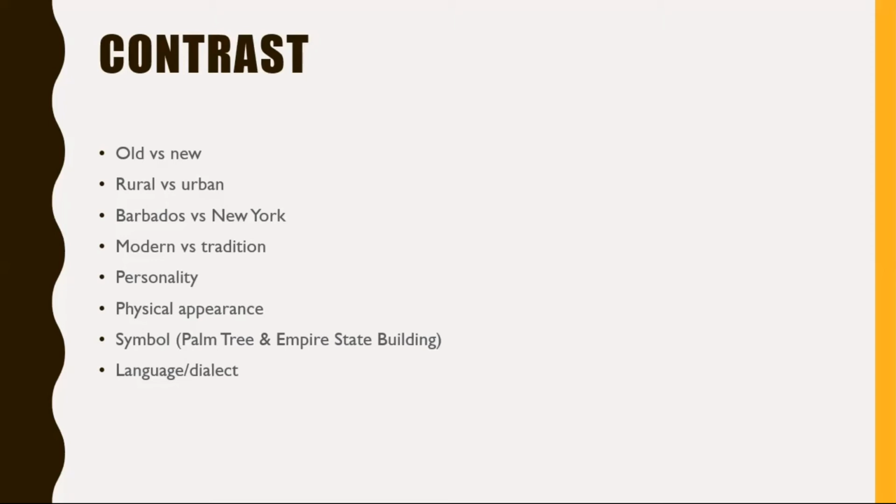Contrast is also seen in the setting. You can check out my previous video where I discussed everything about the setting. Throughout the story, the contrast between the setting and the cultural difference can be seen, as the two who appear foreign to each other compare their homes and try to find out which place is better, which is more superior. We also see the contrast between the palm tree and the Empire State Building.